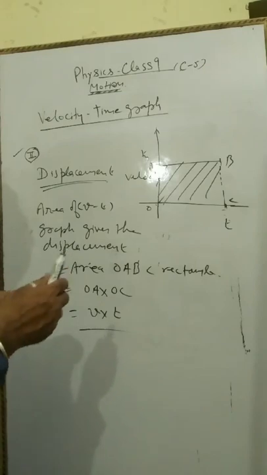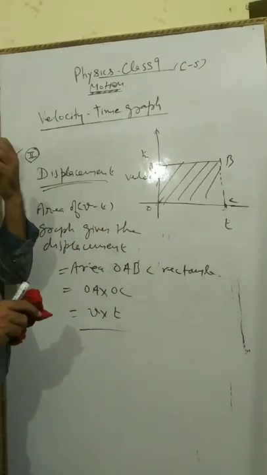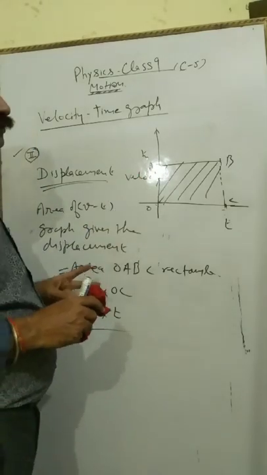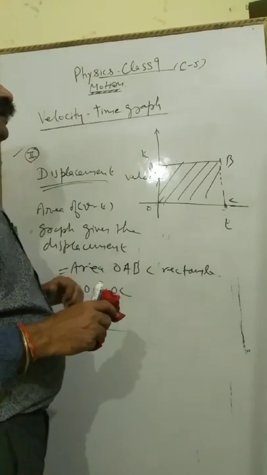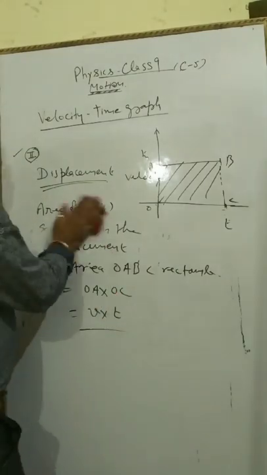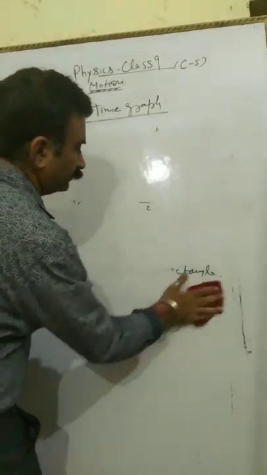So this is the way we get the two conclusions, or the two outputs, from the VT graph. The first one is the acceleration, the second is the displacement.